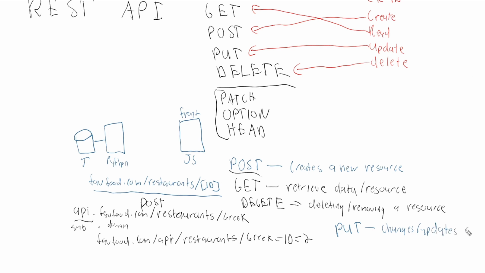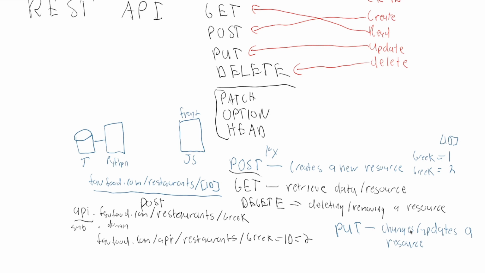Updates a resource. So what do we mean by that? Let's say I send 10 post requests for Greek. What a post request does is it creates every single time. So if I send 10 post requests for Greek, guess what? I'm going to get 10 new resources and new IDs over here in my database.